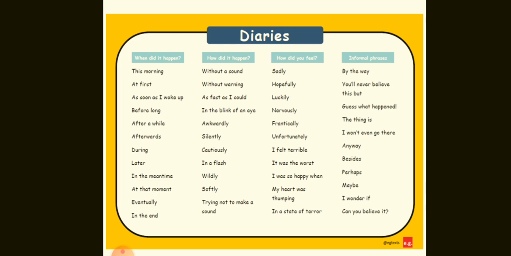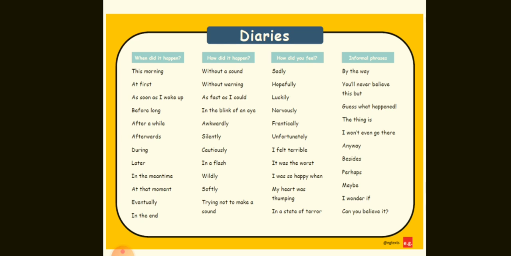Similarly, children, you can also write how you felt about something in your diary. Like sadly, hopefully, it was very sad, something where you were not very happy with the thing. You can write that. Luckily, something happened. Nervously, frantically, unfortunately, I felt terrible. You can write, it was the worst. I was so happy, my heart was thumping in a state of terror.